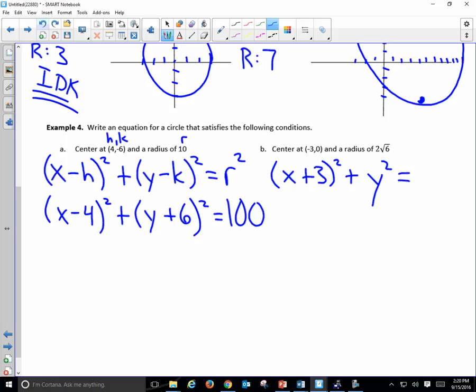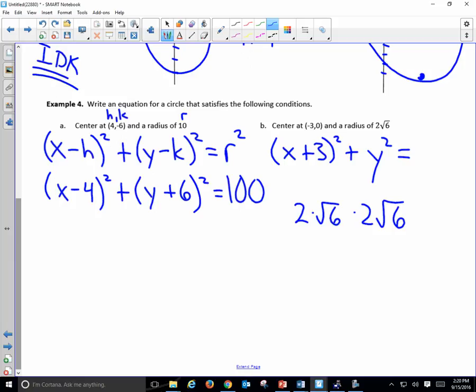Equals, uh-oh, now I'm confused. I got to square that thing, right? What does it mean to square something? So I'm going to take 2 roots of 6. I'm going to multiply it by 2 roots of 6. 2 times 2 is 4. Root of 6 times the root of 6. Root of 36, which is 6. 4 times 6 is 24.